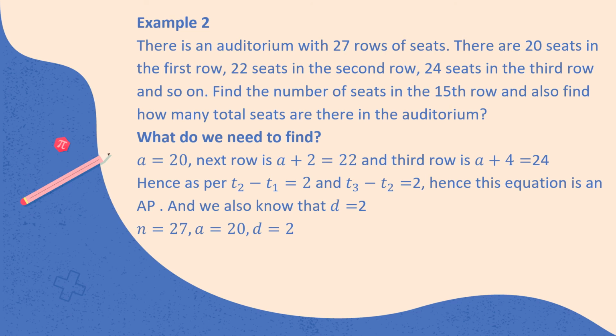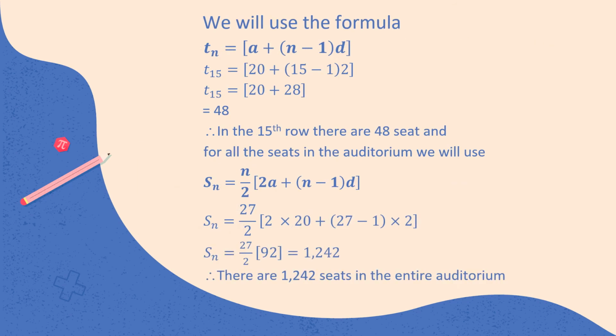We will be using both the formulas in our next slide. The first formula we want to use is Tn equals a plus n minus 1 into d, which is a standard formula. Here we're trying to find out how many seats are there in row number 15. As per the formula, 20 is the first term, 15 minus 1 multiplied by 2, which is the difference. The answer is 48. So in the 15th row, there are 48 seats.